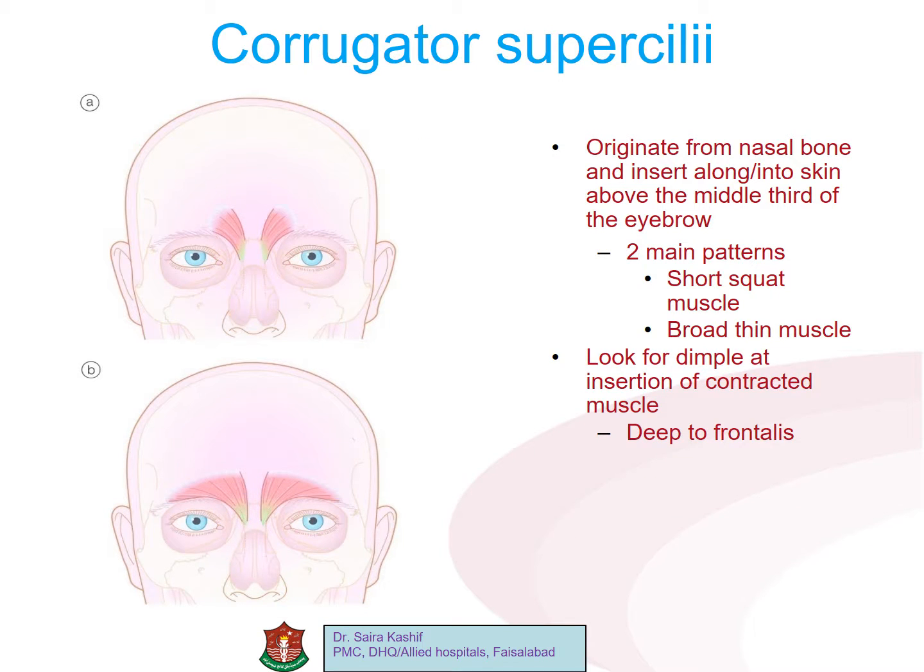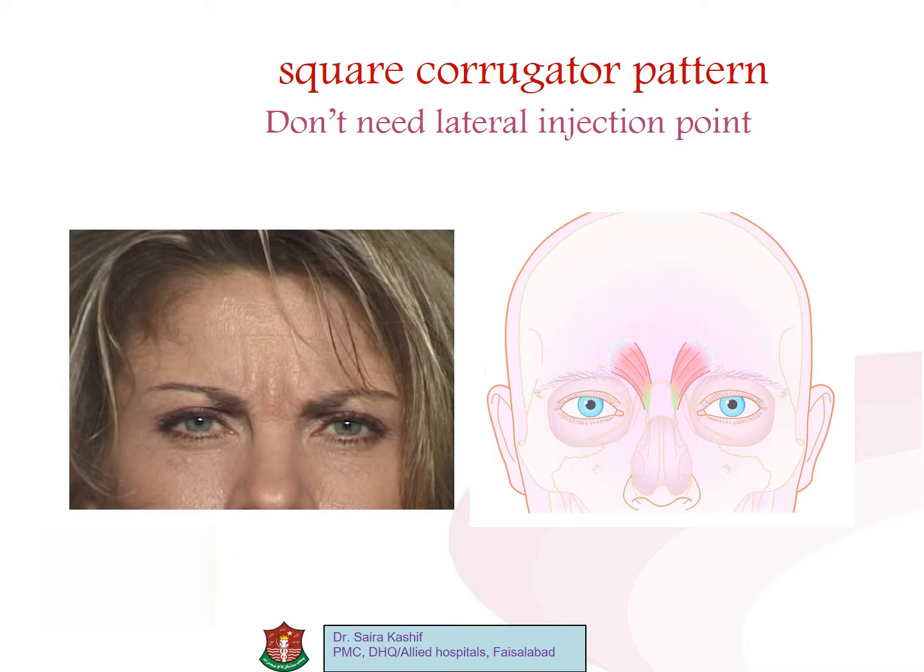The shape of the corrugator may be different in different patients. Always ask the patient before the injection to elicit the contraction. In some patients, they may have a short squared corrugator, in some it may be broad and thin. Here, like in this patient, the muscle is short and squared. You can see this contracted muscle.